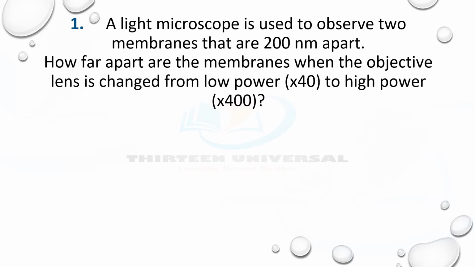The first question says a light microscope is used to observe two membranes that are 200 meters apart. Sorry, 200 nanometers apart. Then the question says, how far apart are the membranes when the objective lens is changed from low power times 40 to high power times 400? How far apart would it be? A says 2 micrometer, B says 20 micrometer, C says 200 nanometers, and D says 2000 nanometers.